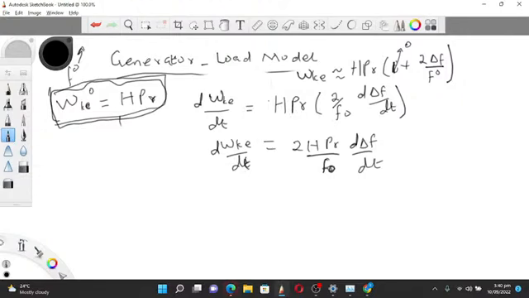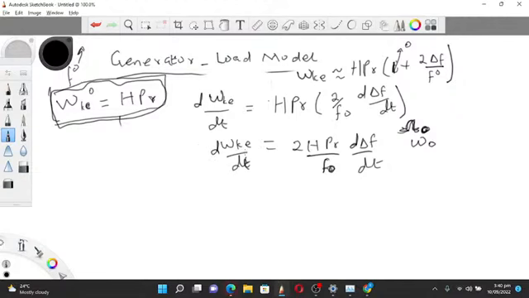Like I said, H is defined as our stored kinetic energy at synchronous speed. This synchronous speed represents mechanical and omega naught represents electrical. Very simple. So this kinetic energy expression we've gotten is for the rate of increase of stored kinetic energy in the rotating mass of the generator.